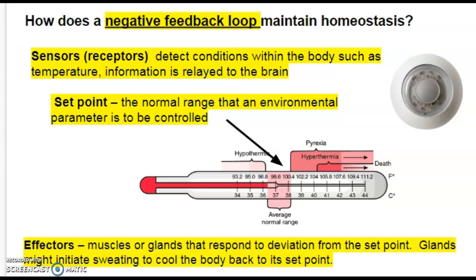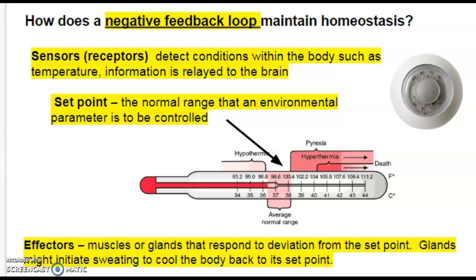Now, if it is not within your set point, so the set point is a normal range in which your body can function. In this case, some people can function between 97, and some people even run up to about a 99. But if it starts to get out of that range, it relays it up to your brain, and your brain is going to communicate with the effectors.